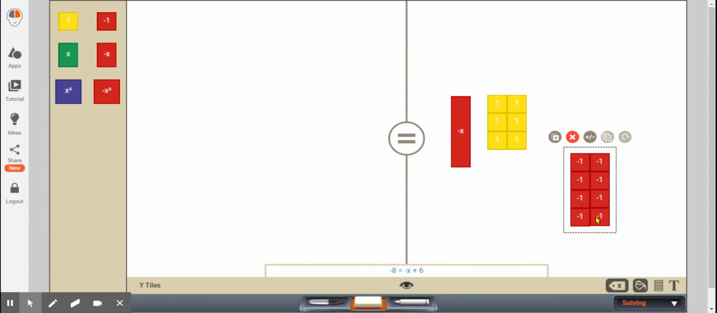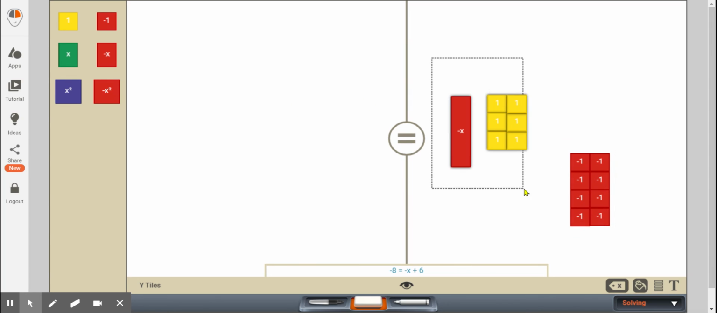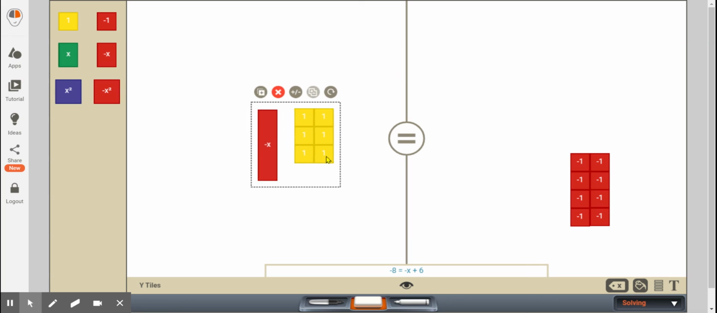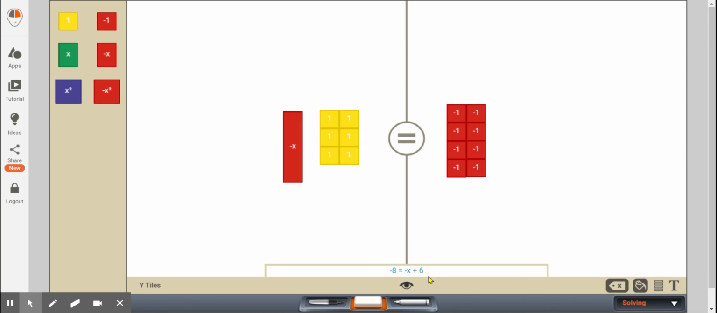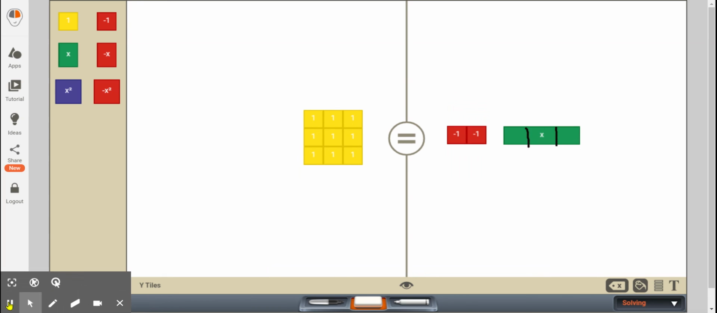So we move the negative 8 over here, and then we move the negative x plus 6 to the other side, and then we just double check this again. So negative 8 is equal to negative x plus 6. So that is one of the properties of equations. So whether the variable is on the left side or the variable is on the right side, as long as there's an equal sign in the middle, we can still set it up in order to solve.